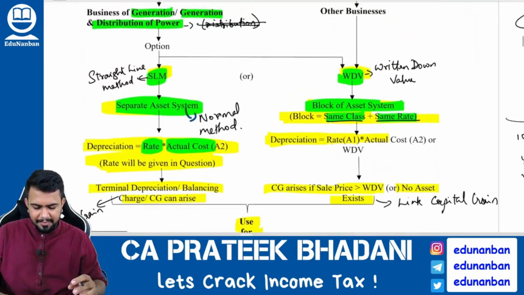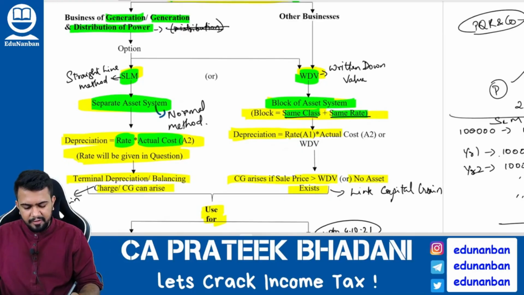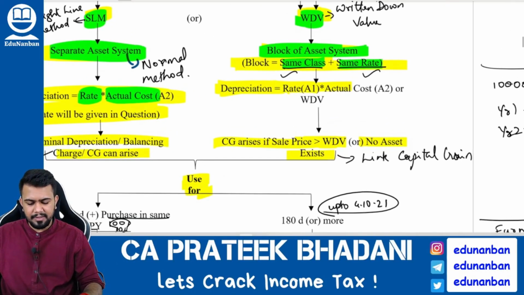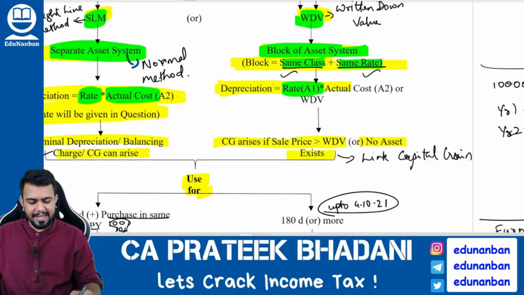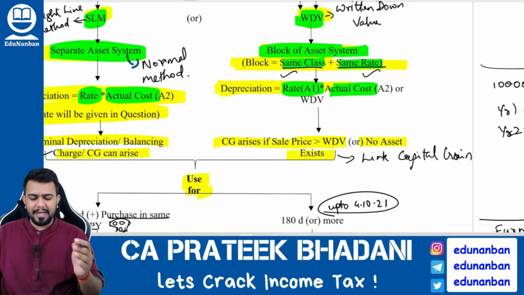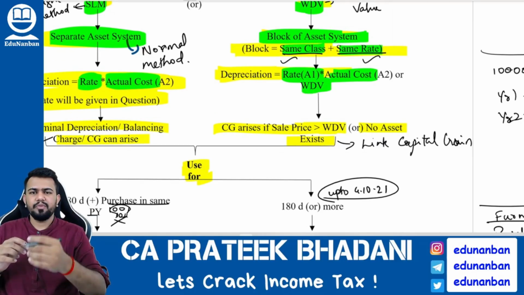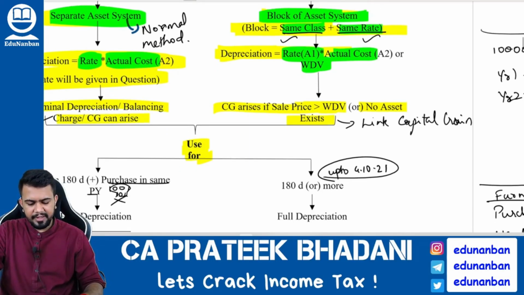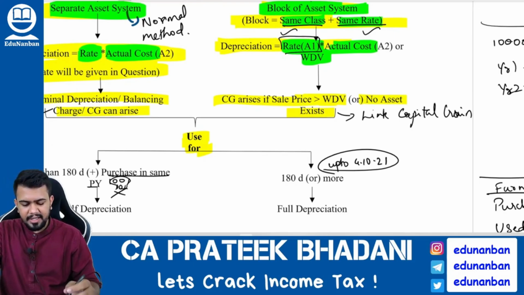Okay. Now let's come back to the chart. See, what did I tell you? What is a block of asset? Block of asset means all the assets of a same class and same rate. So now how to calculate the depreciation? Depreciation is equal to depreciation rate multiplied by actual cost, depreciation rate into actual cost or WDV as the case may be. So first year means you have to put the rate on the actual cost. After the first year you have to put the rate on the WDV. Fine. That is the depreciation. We have discussed in detail what is the depreciation rate. Now let us discuss what is actual cost.